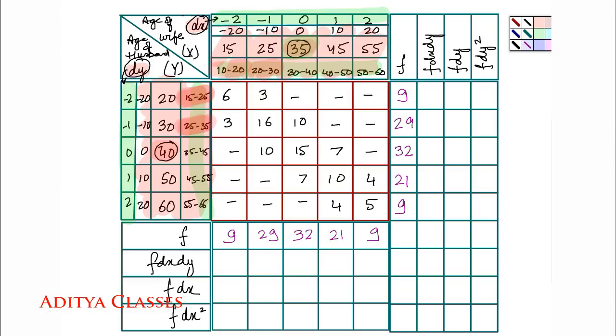This is the data that we get. Now, if I wish to check how many in all did I survey, how many husbands did I check? 9, 29, 32, 21 and 9 from different age groups. So in all I checked 100 couples, 100 husbands, 100 wives. So this is our first measure that we will be needing. What is this measure? It is N. This is called N.